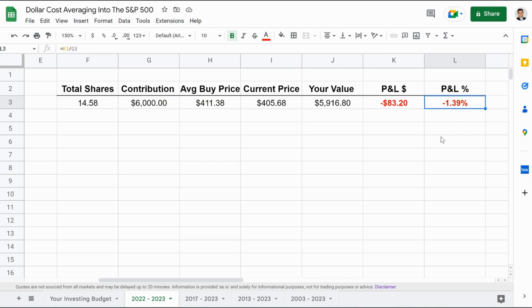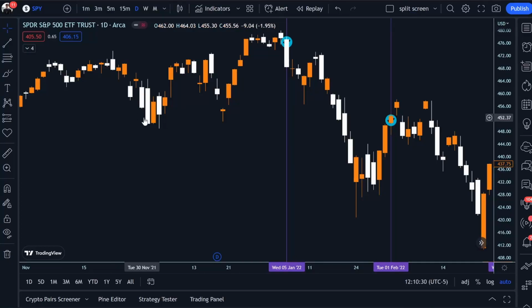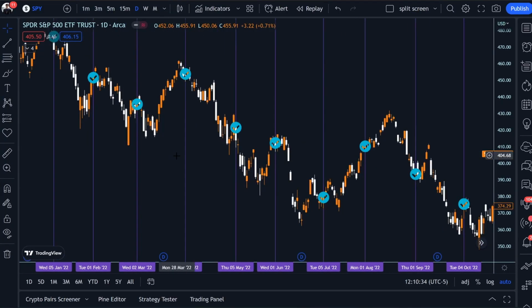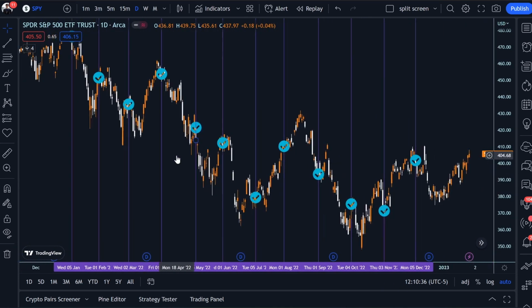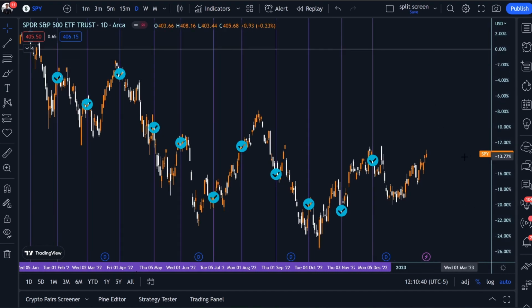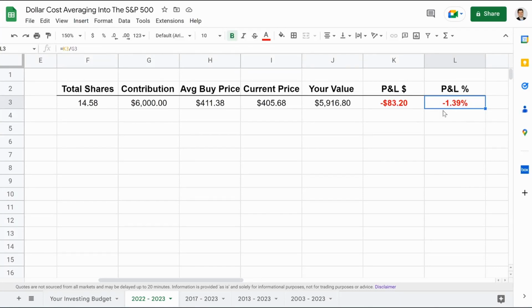But you've got to remember, that is not bad at all, because if we jump back to the S&P 500, since the beginning of 2022, let's zoom out, until now, we're down over 13%. So the market, if you were to just throw a lump sum in here, and then you're down 13%, that's going to hurt a lot more than just being down 1.39%.